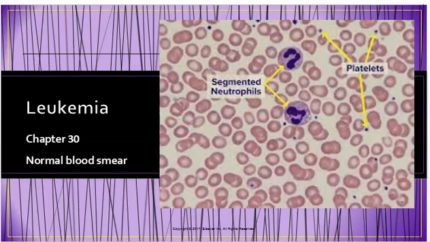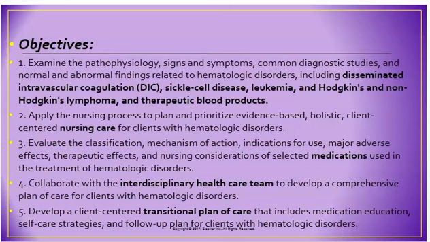During this presentation, we're going to look at leukemia, what it is, and how we take care of the client with this diagnosis. Here are your objectives. As you see, it talks about DIC, sickle cell disease, leukemia, Hodgkin's and non-Hodgkin's lymphoma, and therapeutic blood products. These will all be provided to you, but each one is a separate PowerPoint.